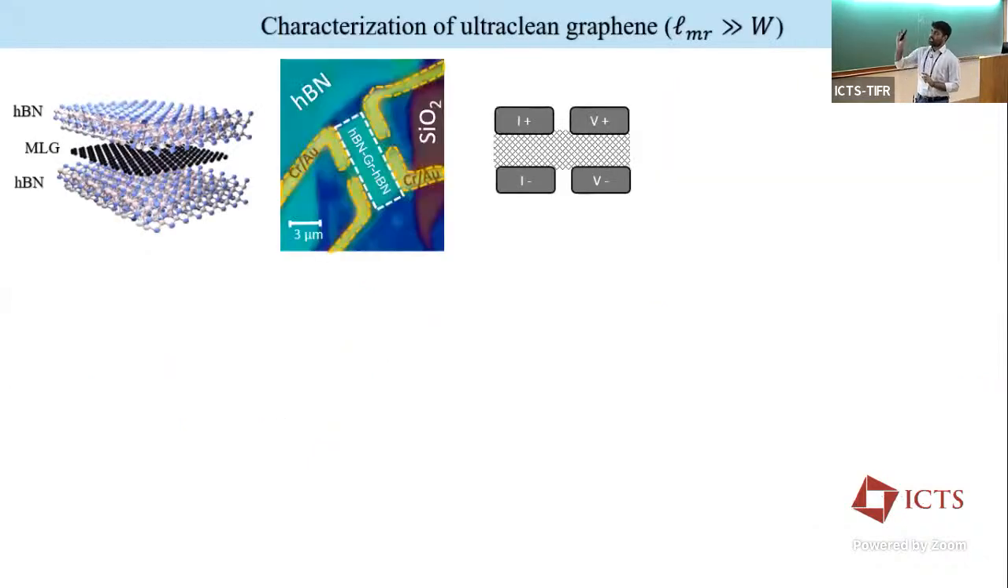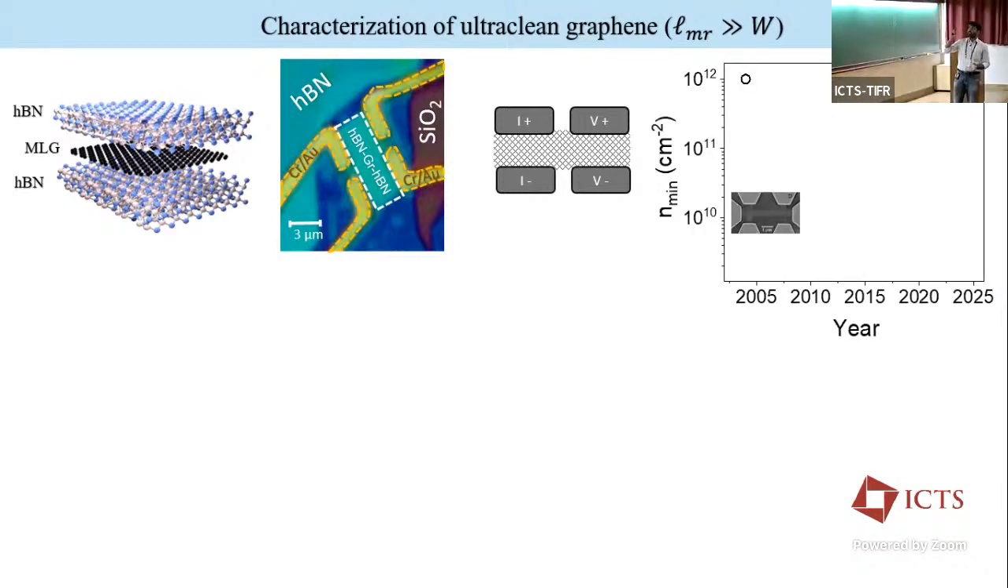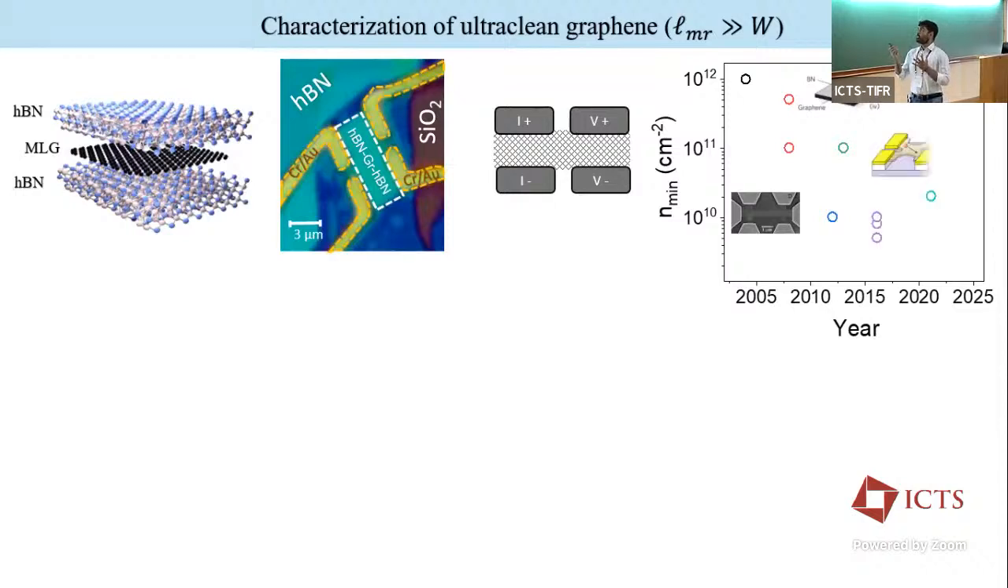And that inspired us to make samples of this kind of architecture. I'm not going to go into details of this architecture because it's going to take time. But if I have to talk about the kind of impurity concentration that these devices give, over the years, people started with around 10^12 per centimeter squared of defects when Arindam discovered graphene. Around 2010, boron nitride encapsulation improved this impurity concentration to around 10^11, and people made unique hydrodynamic geometries, which brought it down to 10^10 and even 10^9.